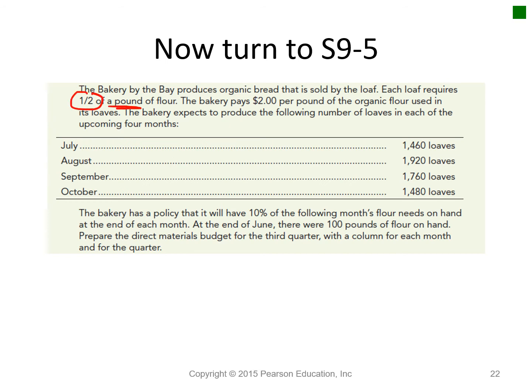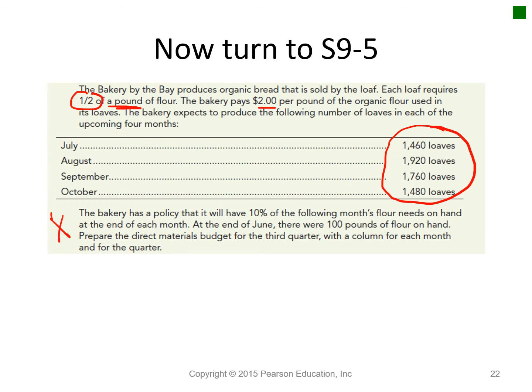So we're going to have to do a conversion with this number to do the actual materials. We need to know how much materials goes in to each loaf. So this says 1/2 pound. We'll need to know that. It says the bakery pays $2 per pound of organic flour. And then here's our production. So think of these numbers right here. That's essentially your production budget.